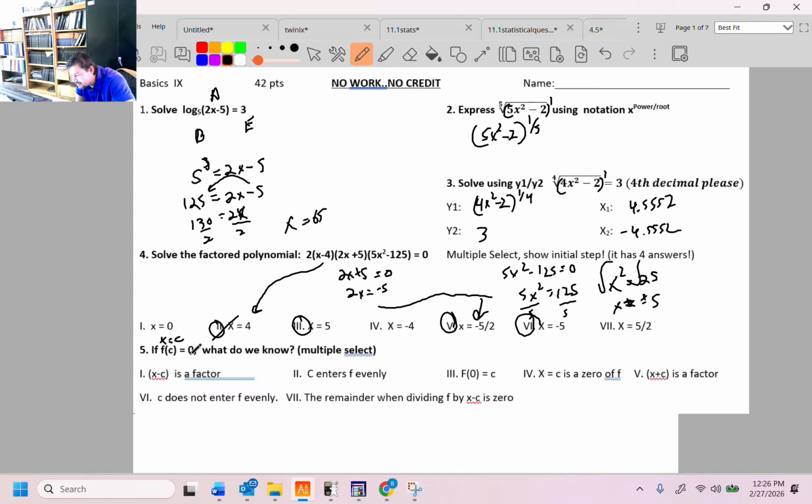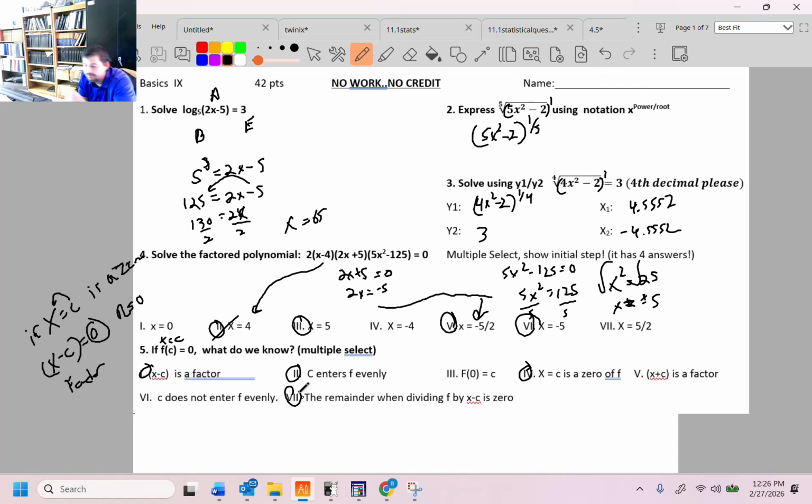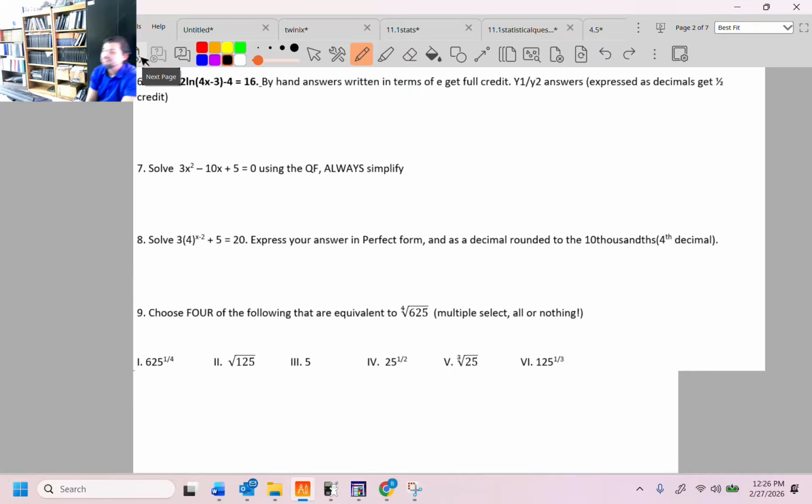And it is literally saying it's a 0. If x equals c is a 0, then if I shift it over, I get x minus c being equal to 0. This makes this a factor. Because the remainder is 0, it's said to divide evenly. And by the way, the remainder is 0. That's how that works. All right, number 6.